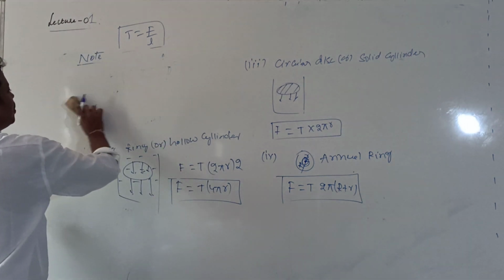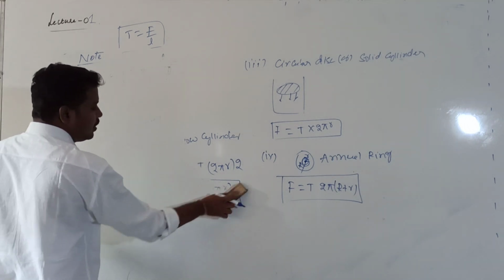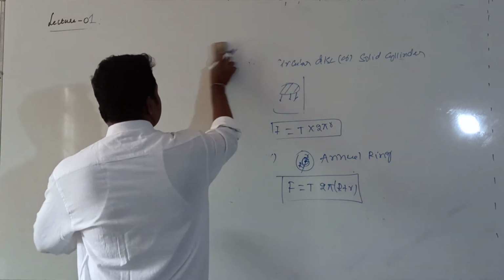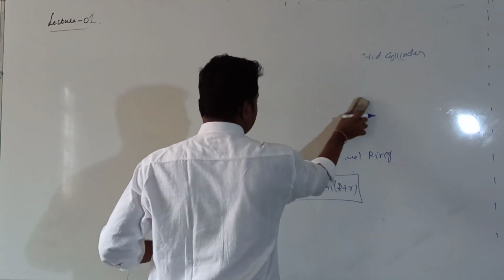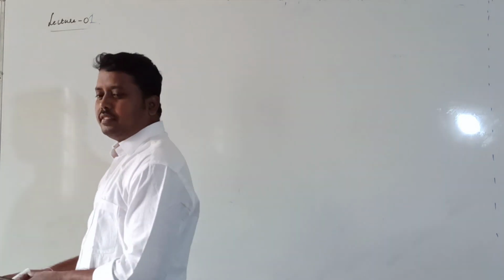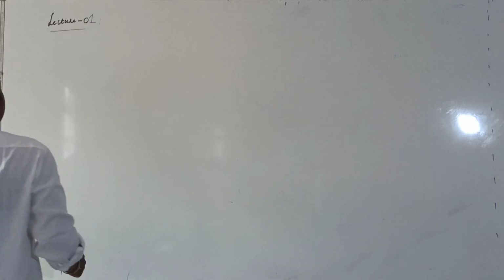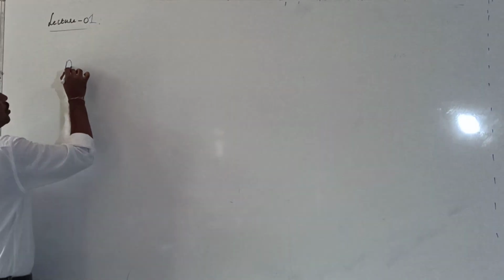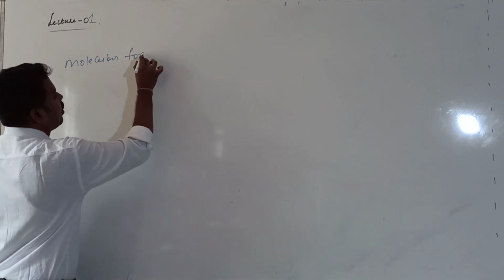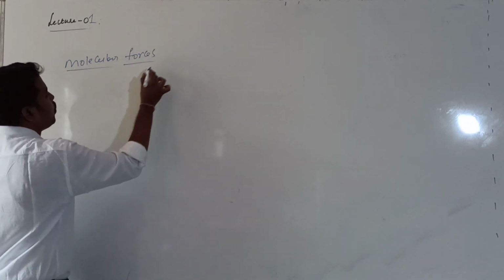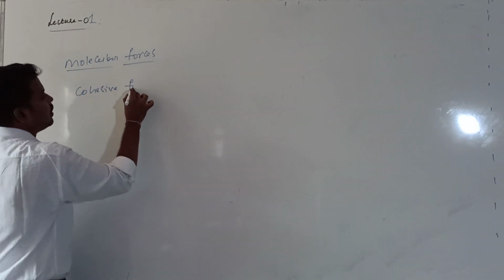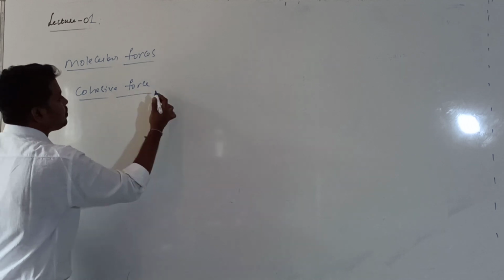So now we will come to know how this force is acting. What is the reason behind this force acting? Okay, now let us see. Surface tension is a molecular phenomenon. So molecular forces are of two types. One is cohesive force and the other is adhesive force.